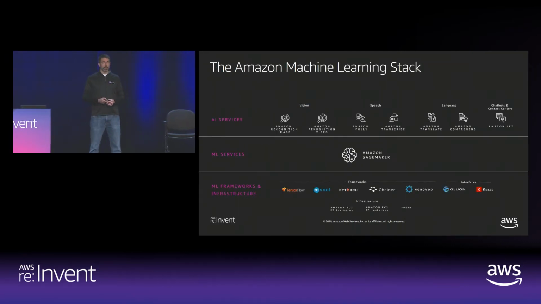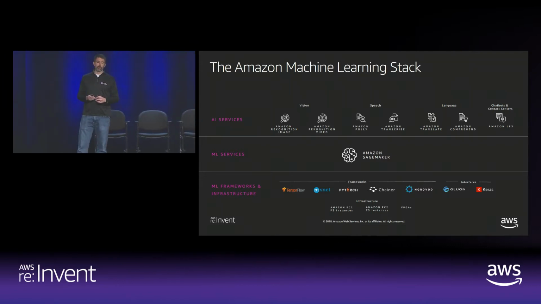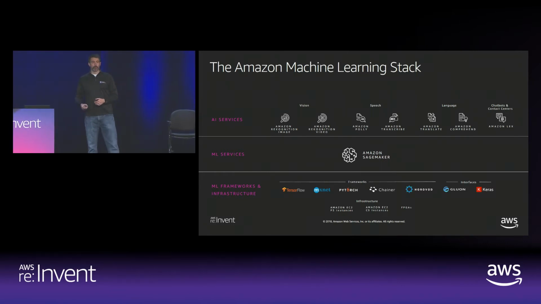So let's start off by just talking about AWS's machine learning stack. We really view machine learning as this three-tiered stack where AI services are at the top. AI services are very simple, easy-to-use, API-based ways that you can implement machine learning and artificial intelligence into your workflows.